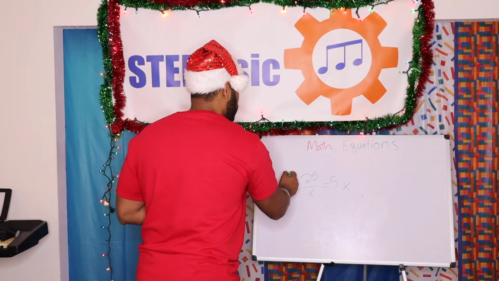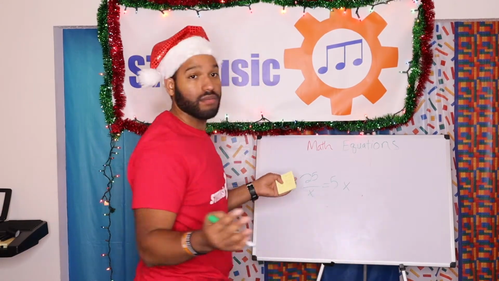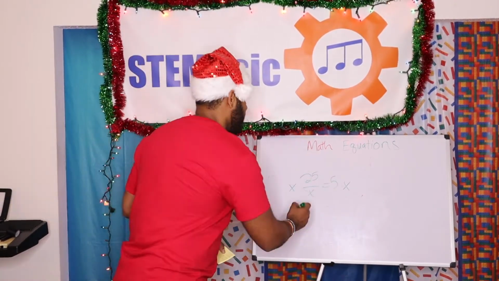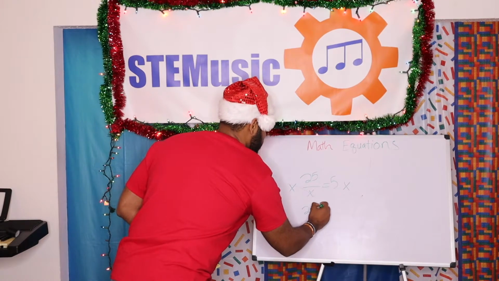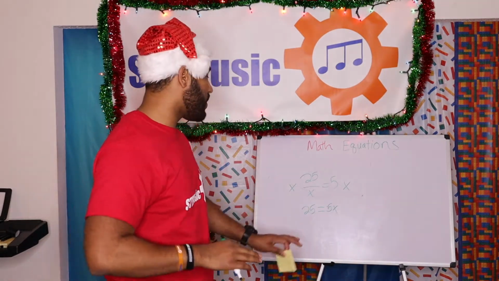Multiplying it by this side. Well, x over x, it cancels out to be 1, okay? So what's 1 times 25? 25. So we have 25 here, we have 5x here. Okay, so I just rearranged it so that I can look at it better.